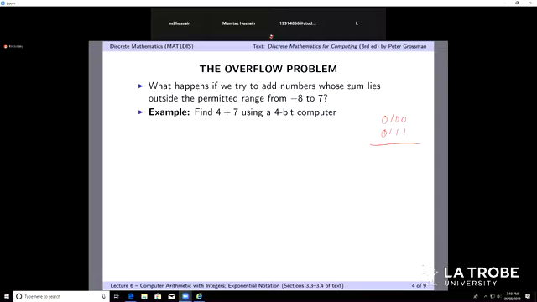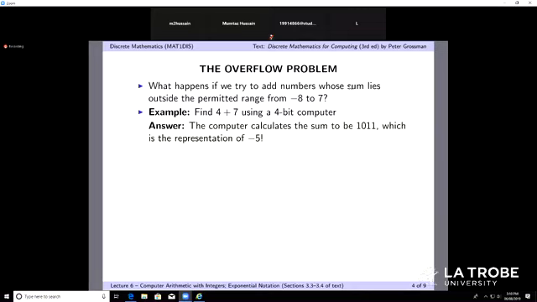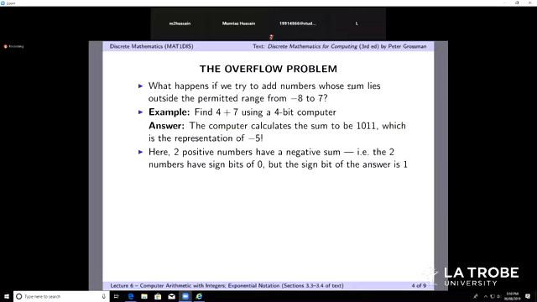So this is the addition of the two. I would have 1011, which is equal to negative 5. Impossible, right? The sum of two positive numbers is negative. It's not possible. So that's where it will show an error, which is called an overflow error. Here, two positive numbers give you negative 5, which is wrong. So this illustrates an overflow problem.